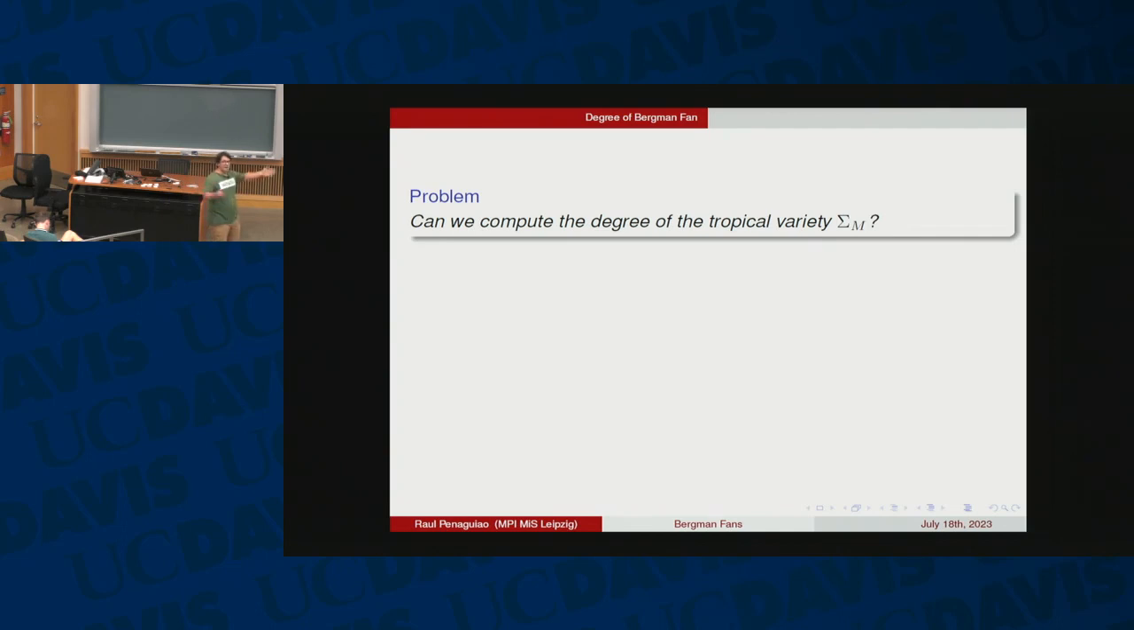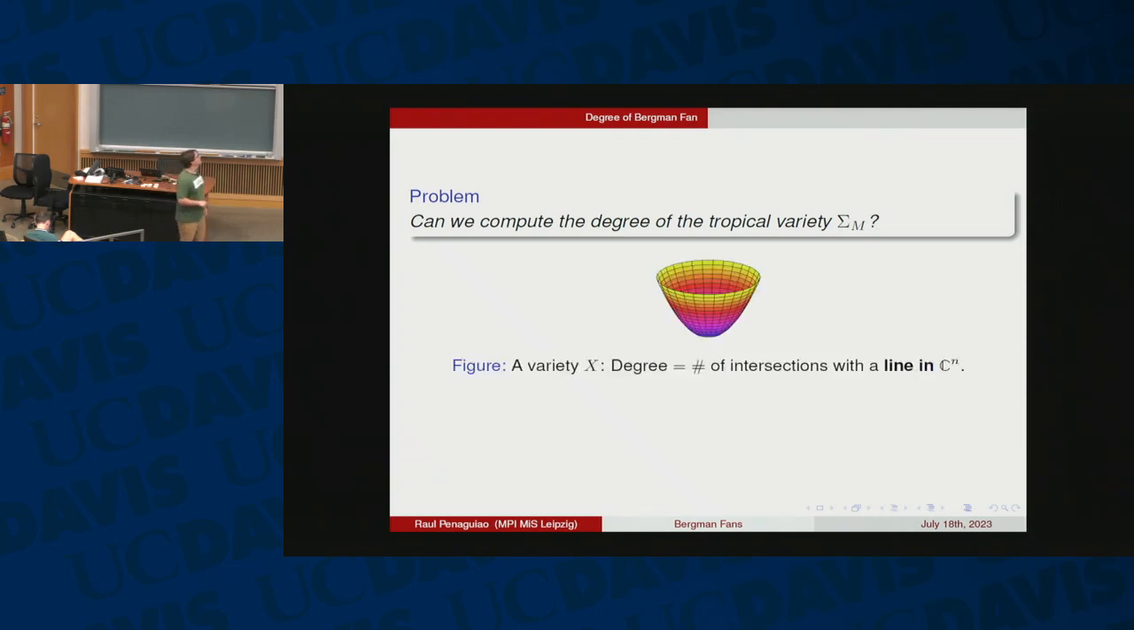So let's go back. We want to compute degrees. What is the degree anyway? Here, in the algebraic geometry world, a degree of a curve, in this case a parabola, we have kind of an intuition the degree is 2. And why? Because if we put a line through this curve, we'll get 2 points. Sounds like a definition to me.